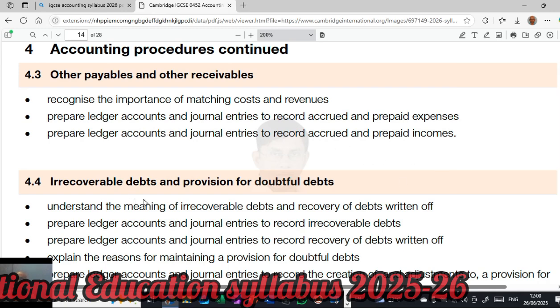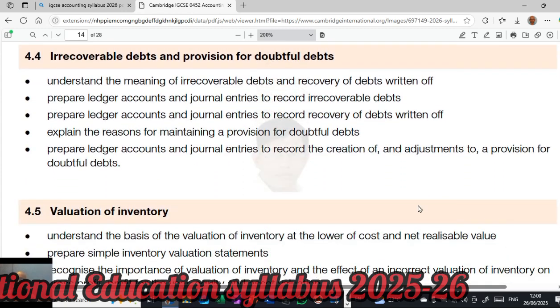Then bad debts and provision for doubtful debts. Understand the meaning of bad debts and recovery of bad debts. So, how to treat and how to record them, prepare ledger accounts to record the creation of and adjustment to provision for doubtful debts.